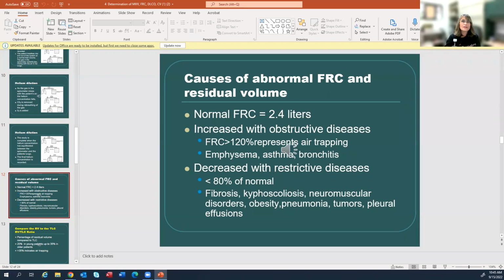And then the question is, well, what about somebody who has a restrictive lung disease? Will they have a higher than normal FRC? And the answer is no, because with a restrictive lung disease, all the volumes are smaller than normal. Not just one or two, all of the volumes are smaller than normal. So you would not have an increased FRC in somebody with a restrictive lung disease.